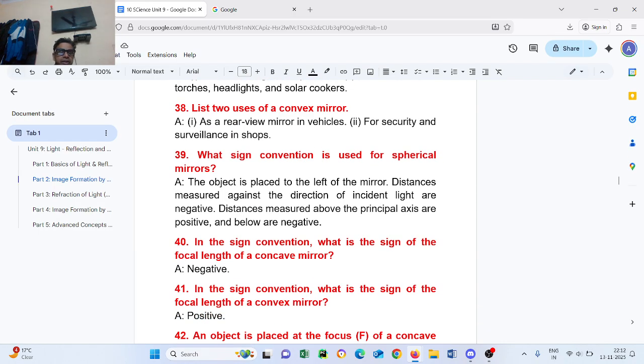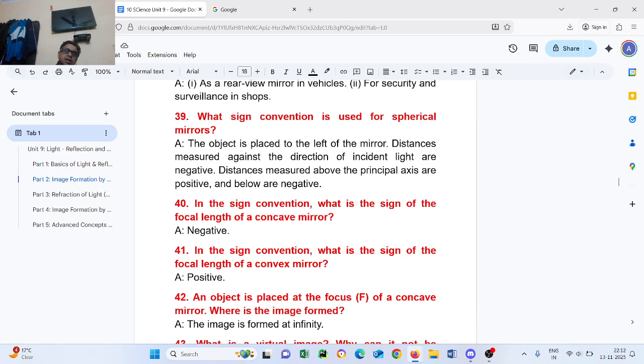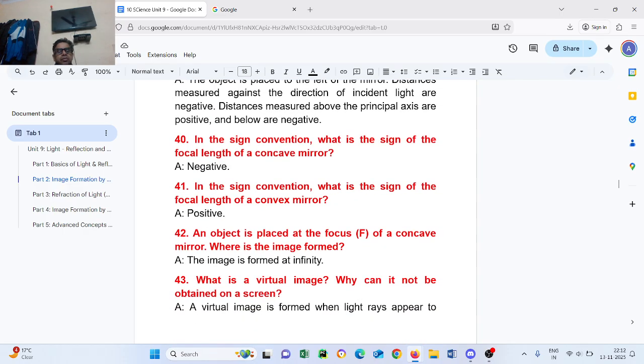Question number 40. In the sign convention, what is the sign of the focal length of a concave mirror? Negative. Question number 41. What is the sign of the focal length of a convex mirror? Positive. Question number 42. An object is placed at the focus F of a concave mirror. Where is the image found? The image is found at infinity.